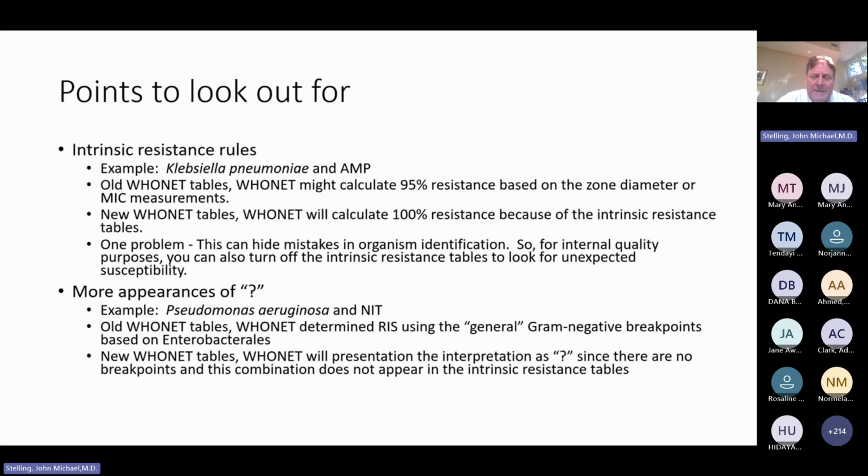Same thing for vancomycin disc. WHONET will put a question mark there for Staph aureus. It is not a valid test. There are no general breakpoints. You should not be doing the test. It doesn't matter what the zone or the MIC is. CLSI, UCAST does not have a breakpoint. So you might see more question marks.